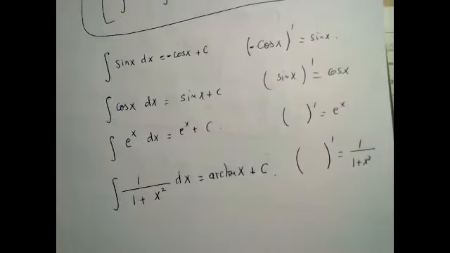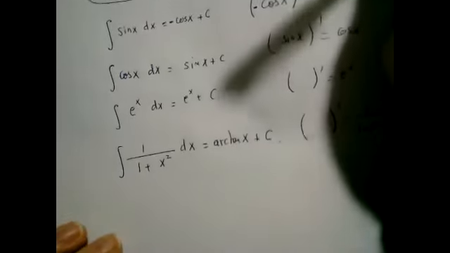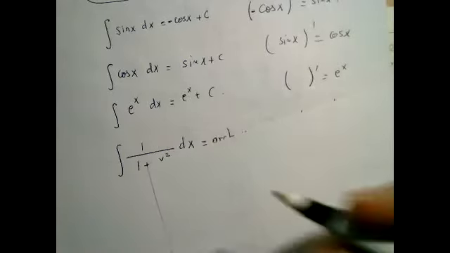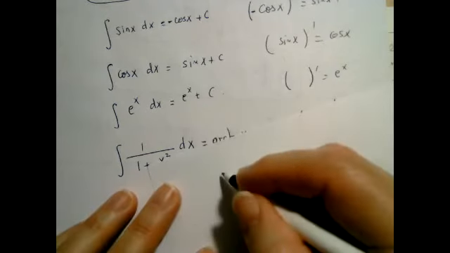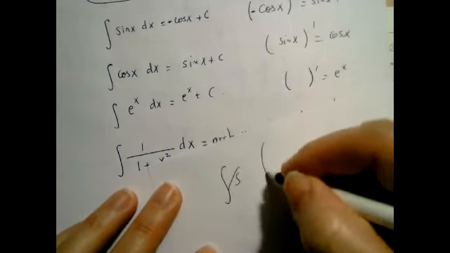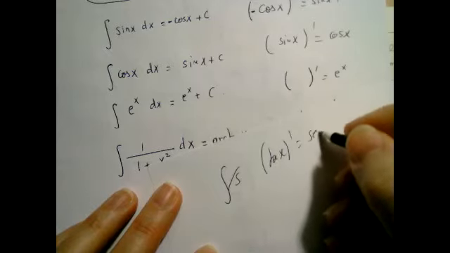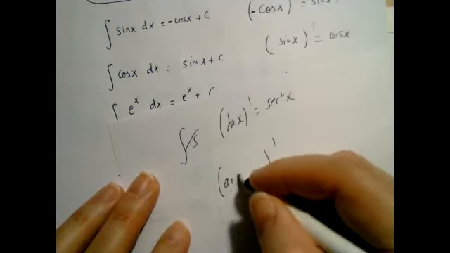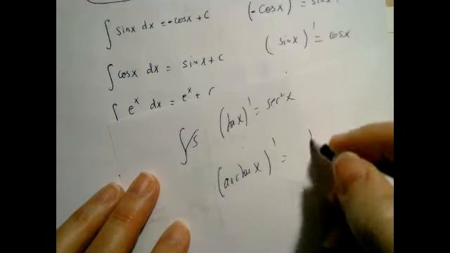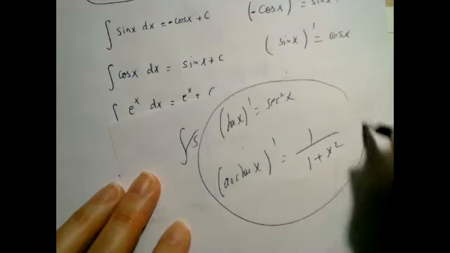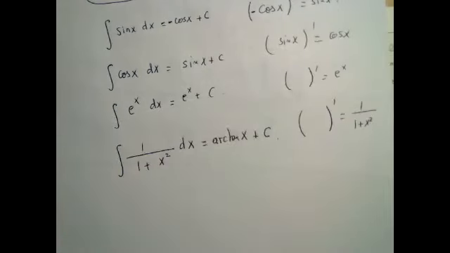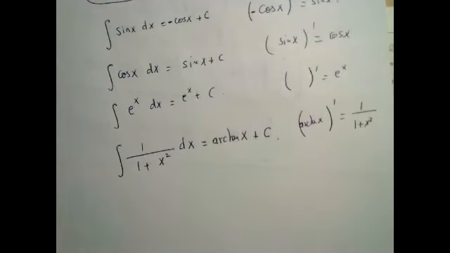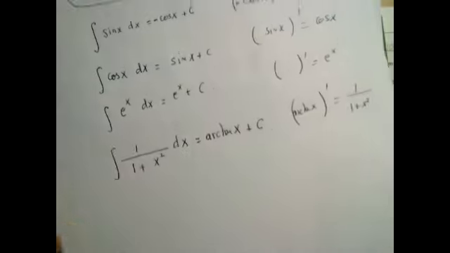plus c. Okay. Remember the derivative. I don't want you to confuse this with tangent. The derivative of tangent is secant squared. So do not confuse the derivative of tangent versus the derivative of arctangent. The derivative of arctangent, which is the inverse tangent, is 1 over 1 plus x squared. So do not confuse those two. These are the most basic antiderivatives you will work with.